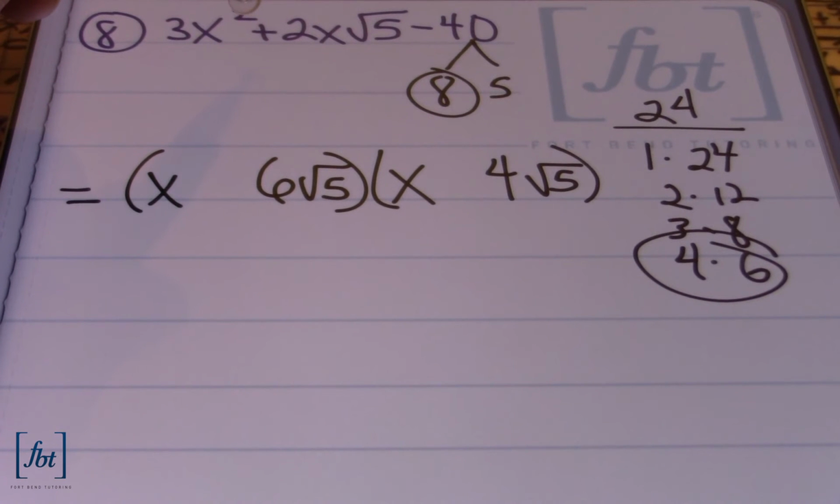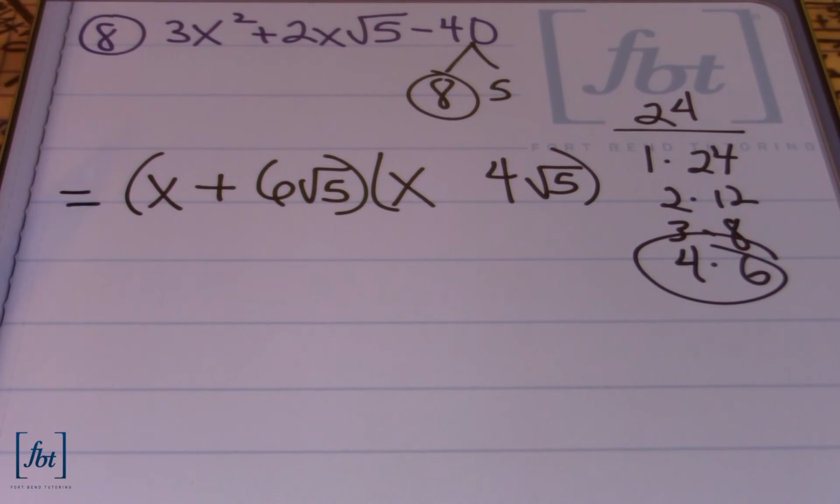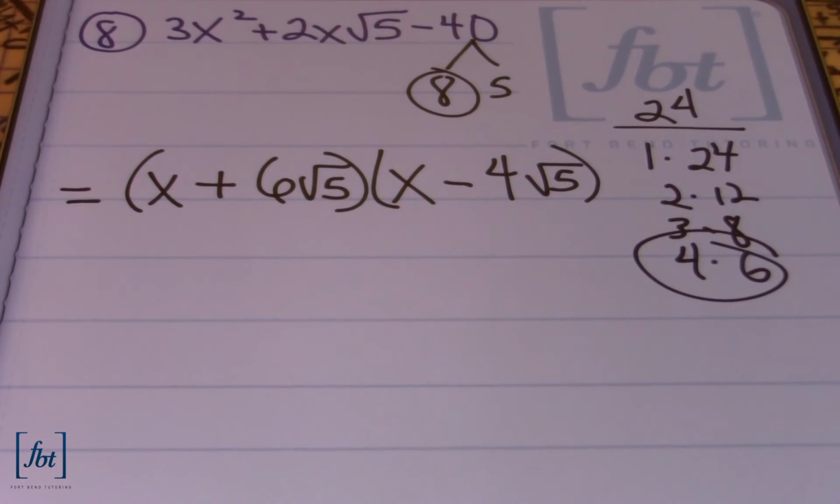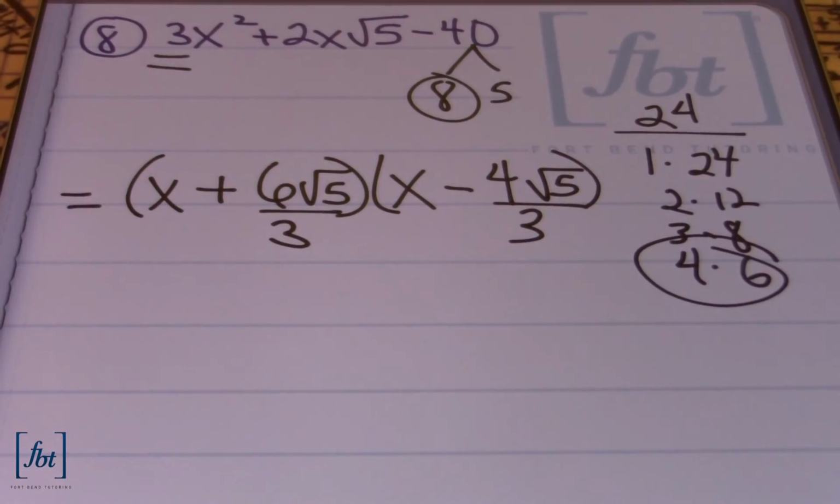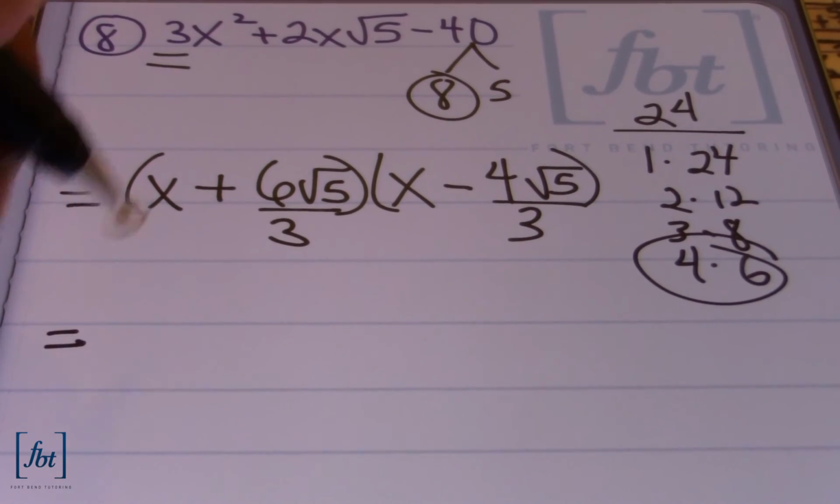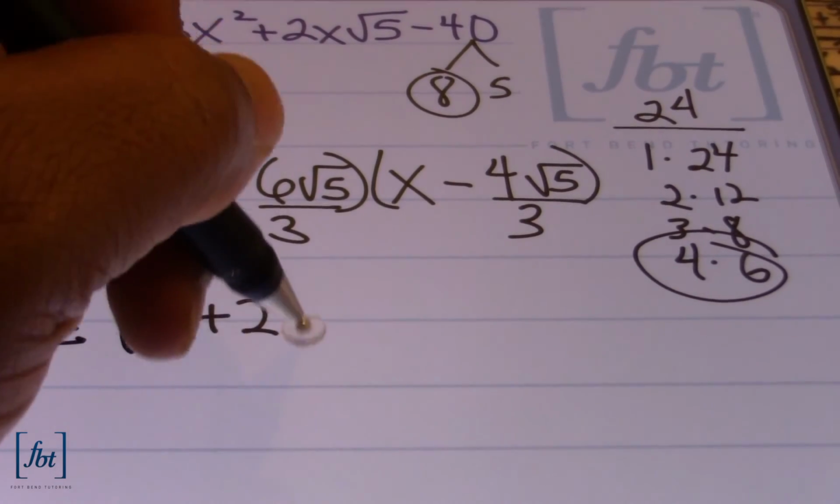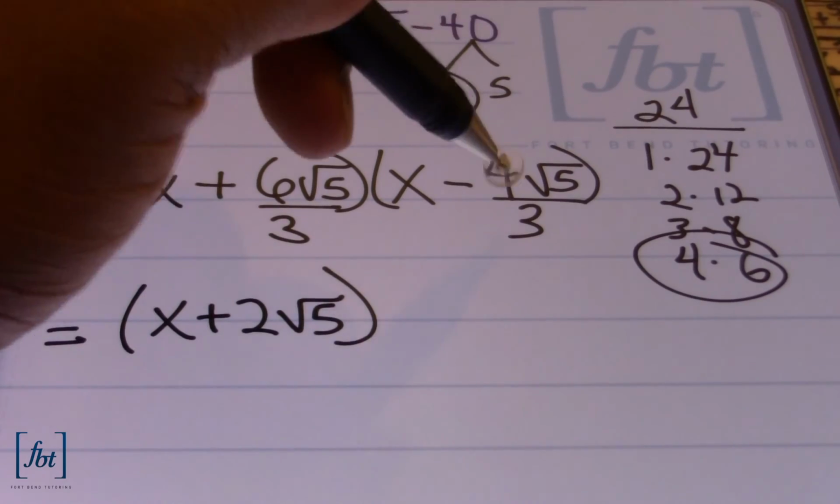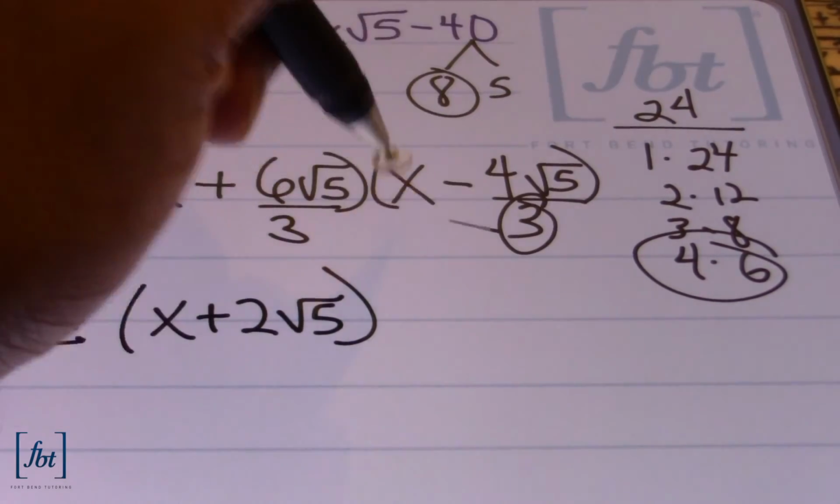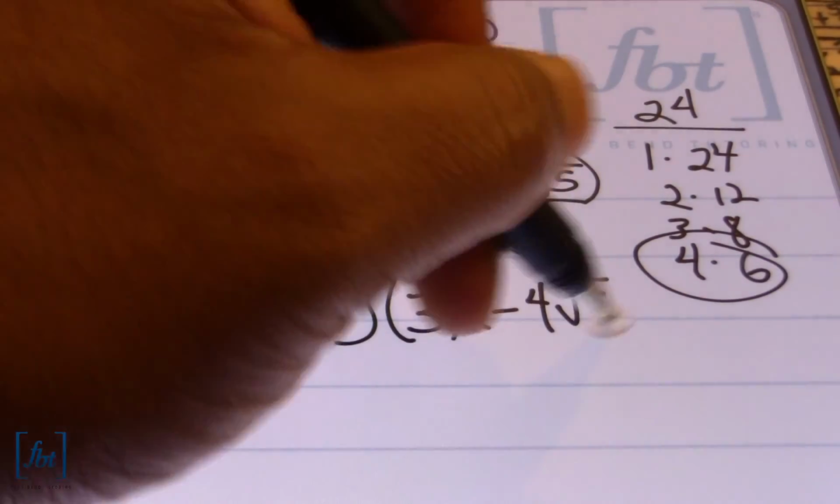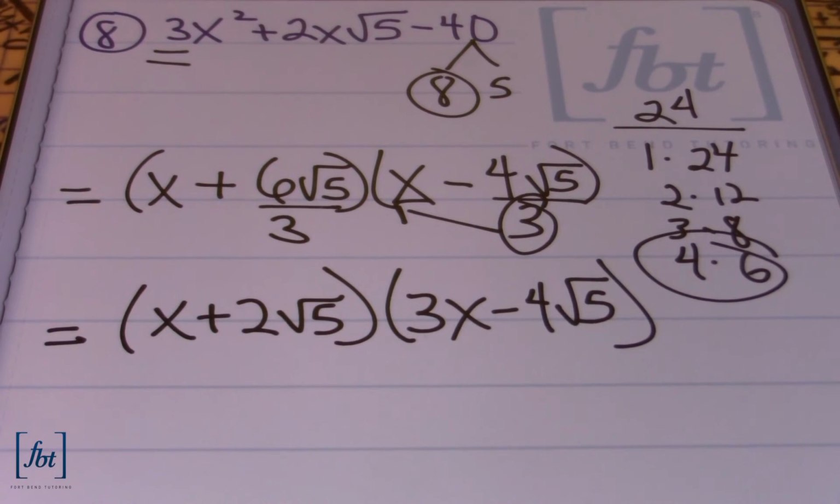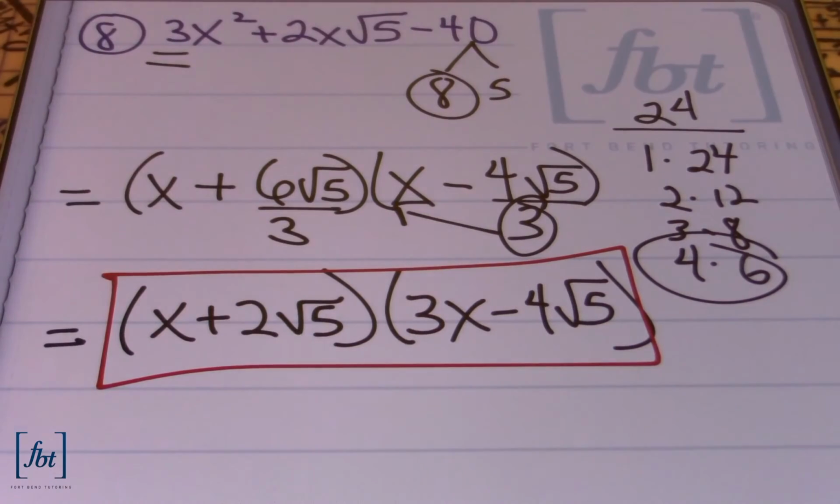Because our middle term's coefficient is positive, my largest factor must be positive. Because we're subtracting the factors to get 2, the 4 has to be negative. And because my leading coefficient is 3, I'm going to simplify both of those second terms by 3. In simplifying that, we'll have x plus 2 times the square root of 5. And then because the 4 and the 3 can't be reduced any further, that 3 will go in front of the variable x to give us 3x minus 4 times the square root of 5. And this is the factorization of our problem. It's done. I'm going to red box this. Red boxing it.